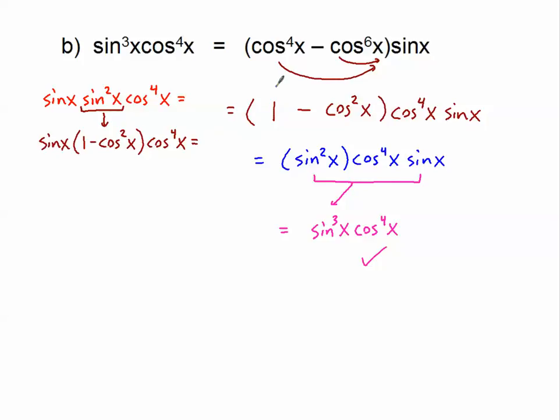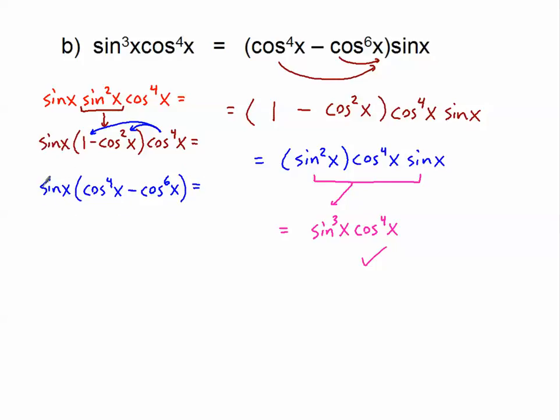Again, keep taking a hint from what it's supposed to look like. For some reason, they left that sign out here, so I'm going to leave the sign, but I am going to distribute this cosine to the fourth back in. And I've got sine now times cosine to the fourth times 1 is cosine to the fourth, minus cosine to the fourth times cosine squared is cosine to the sixth. And we're very close to being finished, except it does not look identical yet.